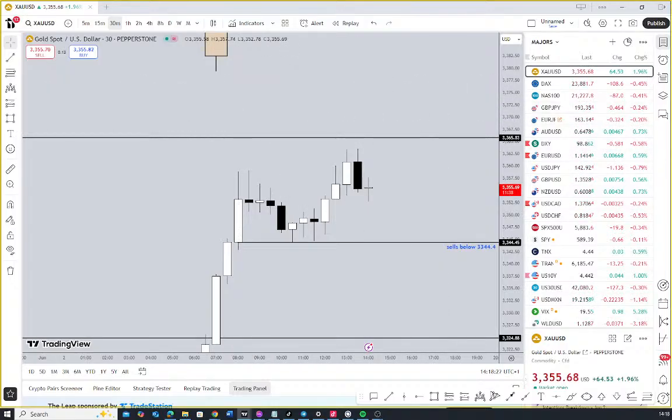BPC just means breakout, pullback, continuation. It just saves me writing a paragraph for the type of trade. So breakout, pullback, continuation.